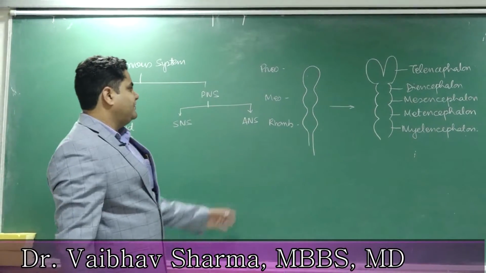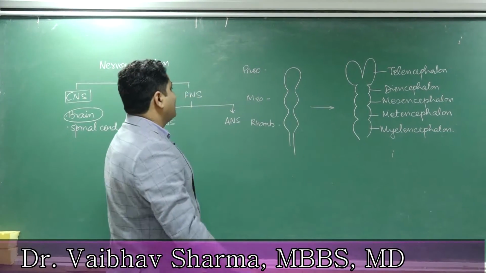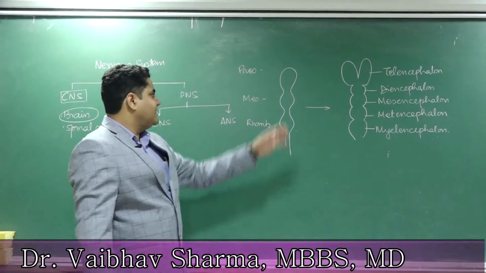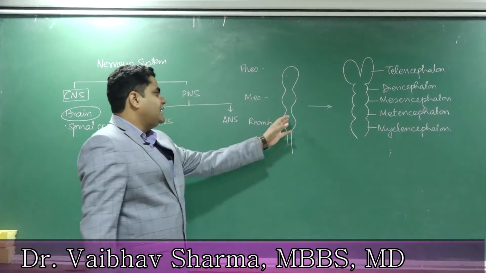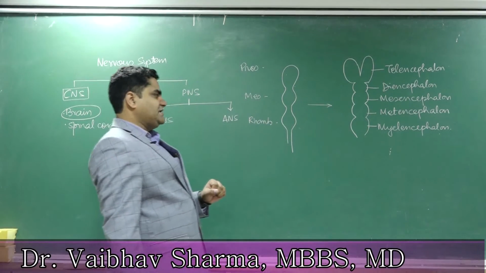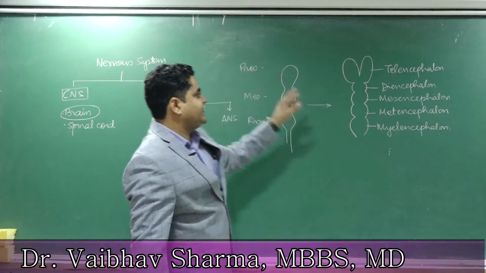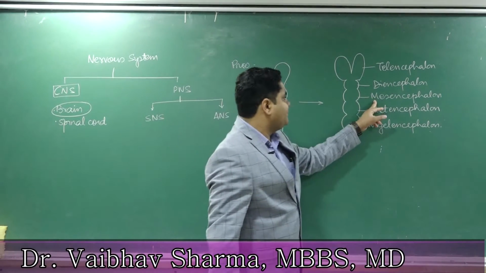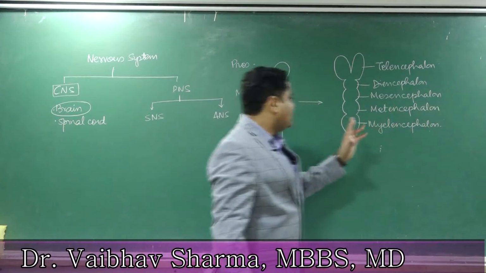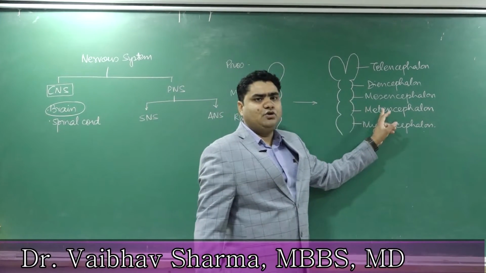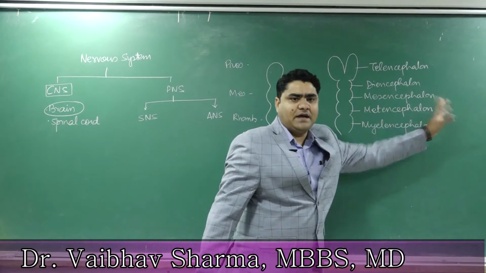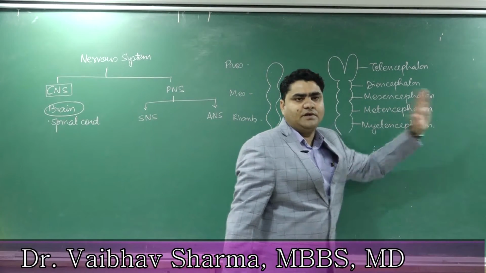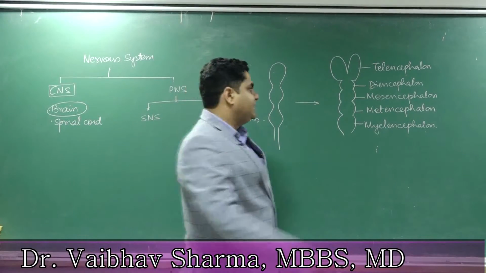So, we started with development of brain. The brain develops as three vesicles. The first one is prosencephalon, the mid one is mesencephalon and the last one is rhombencephalon. The prosencephalon further develops into two, telencephalon and diencephalon. Mesencephalon develops further into midbrain. Metencephalon develops into pons and cerebellum, while myelencephalon develops into spinal cord and the other part.